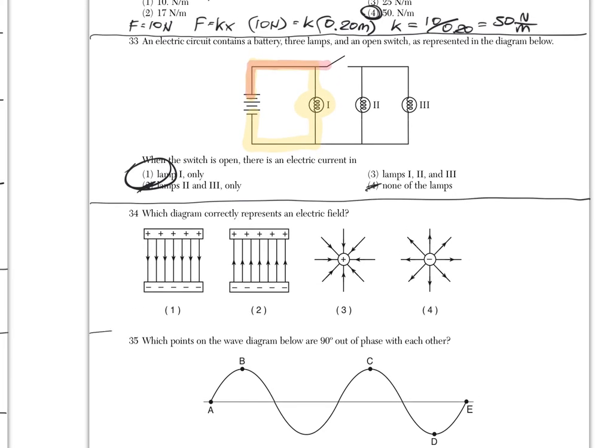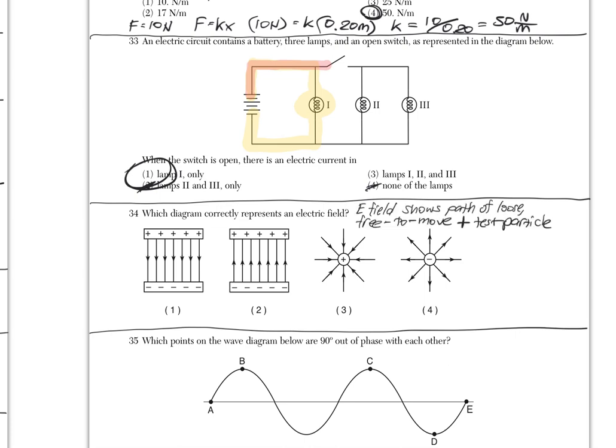All right, 34, second to last question in part A, represents an electric field. Well, let's go over what an electric field actually shows. If I were to drop a loose, free-to-move positive test particle into the field, the electric field lines show the path that particle would move. In other words, repelled away from positive and attracted towards negative.